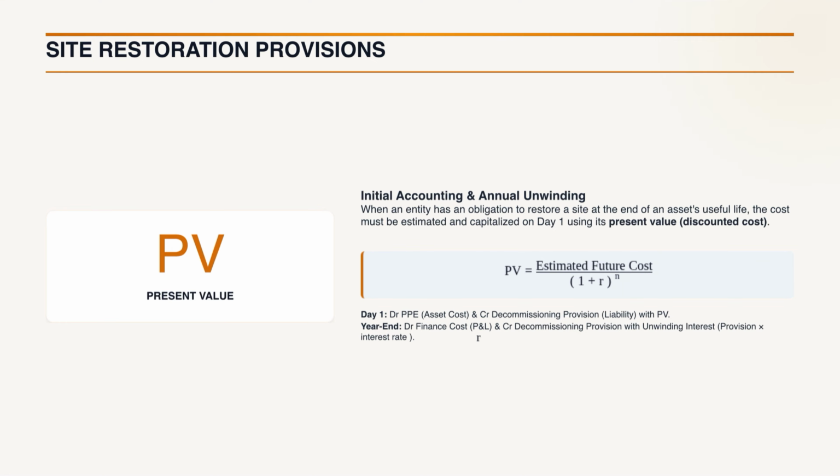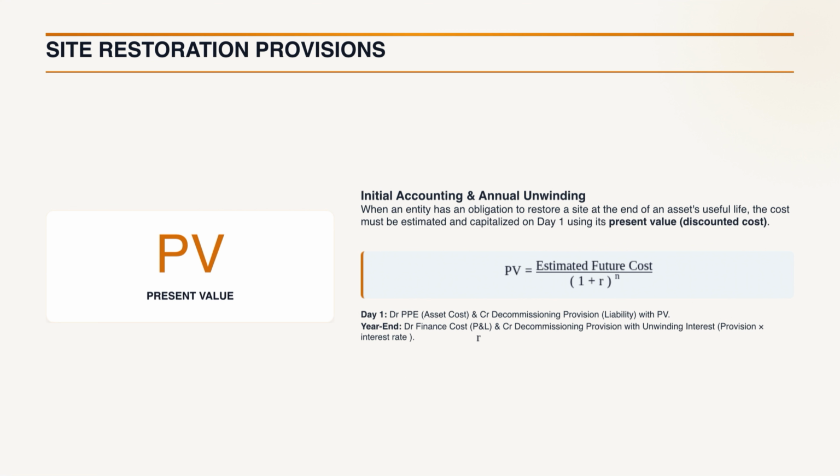On day one, you debit PPE and credit decommissioning provision with this discounted present value. The formula to find the present value is shown on screen. Then, at each year end, because we are moving 1 year closer to the settlement date, we must unwind this discount. We do this by calculating the interest on the carrying amount of the provision at our discount rate.